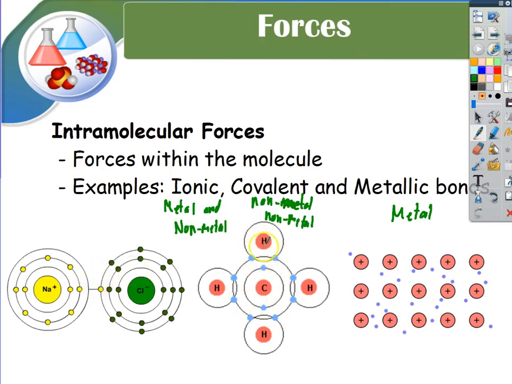Covalent bond means they're going to be sharing. So as you can see, these 2 electrons are being shared between the carbon and the hydrogen. And over here, metallic, this is where the electrons are just going all over the place, making a very strong bond. You see this in steel, gold, things like that.